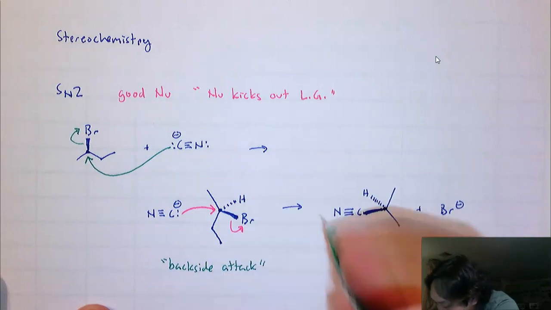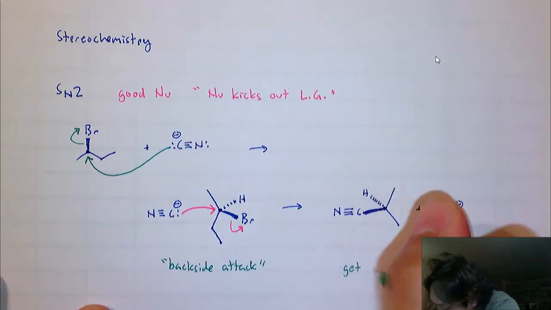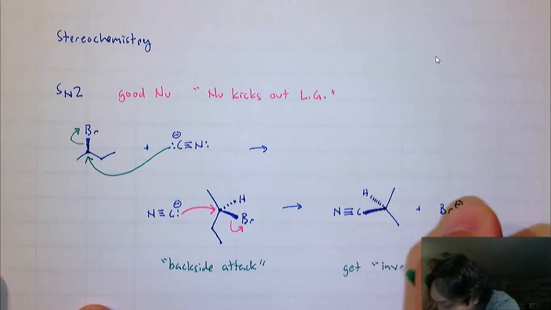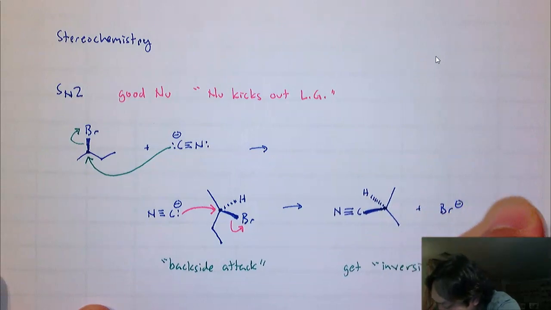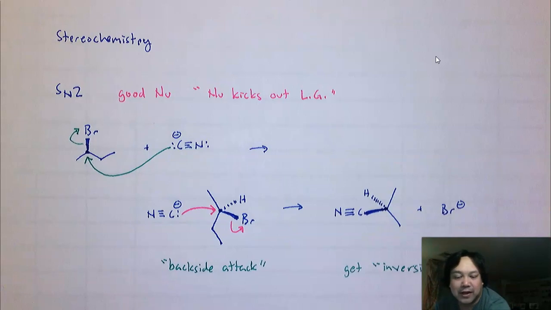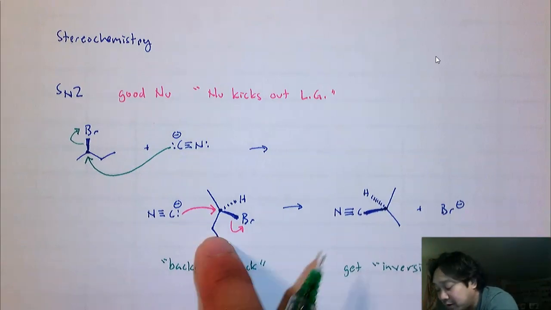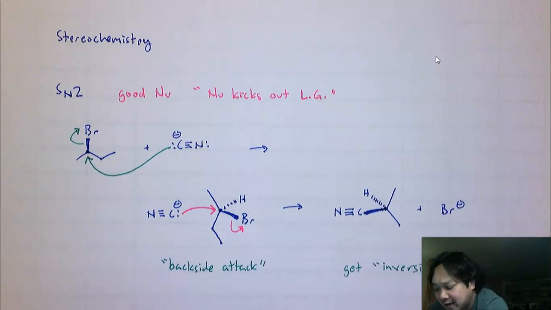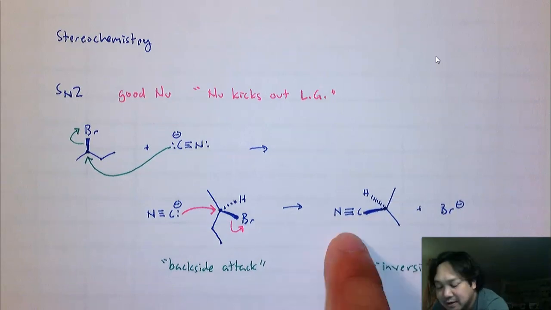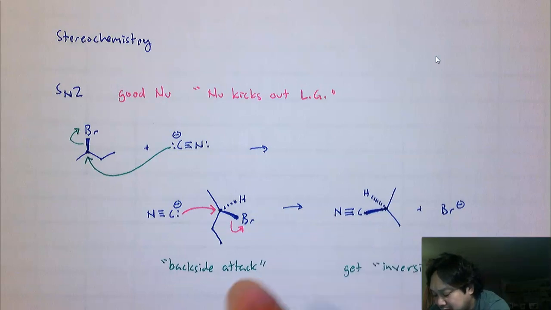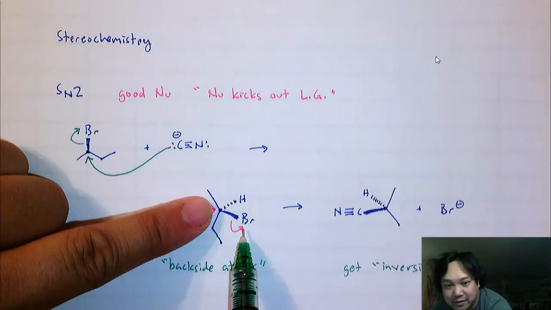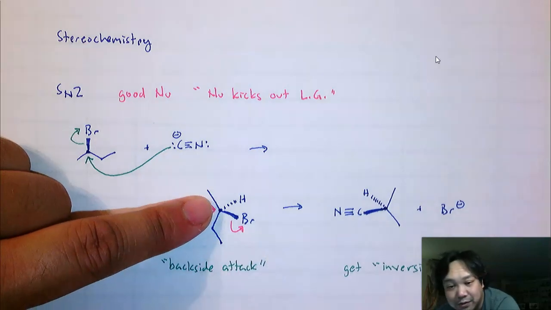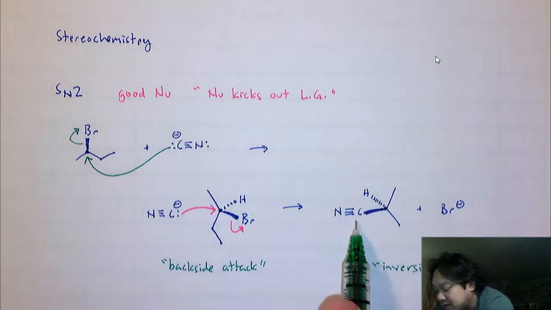And we get inversion. Inversion of the stereocenter. Now, does that guarantee that if we start with R we get S, or if we start with S we get R? Not exactly. It just depends on the priorities, right? But it looks like in this case the bromine is the highest priority in this molecule, and then when we replace it with a nucleophile, this group here, the cyanide group, is now the higher priority.